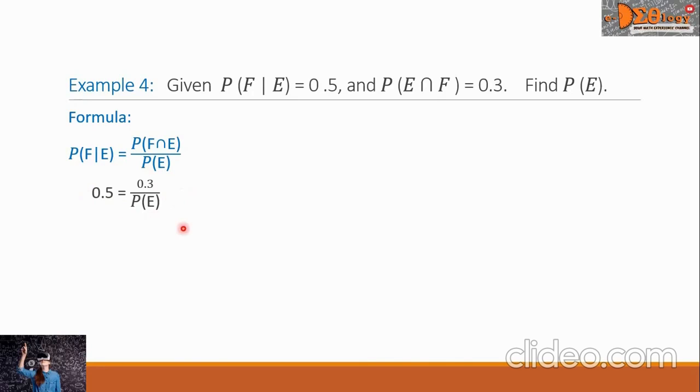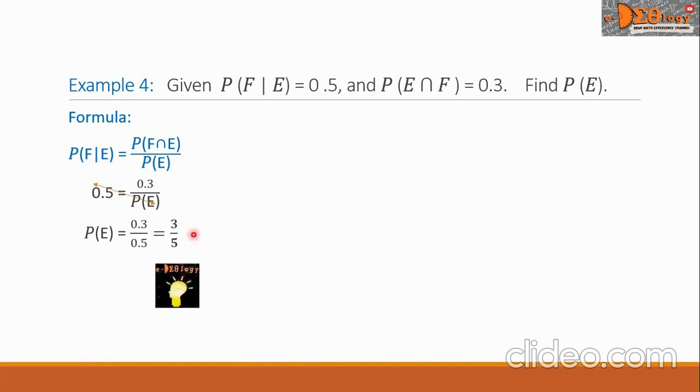In this equation, we can now solve for P of E. Let us simply interchange the position of this 0.5 and the denominator P of E. So we have now P of E equals 0.3 over 0.5. Then we can now solve for the P of E. This is equal to 3 over 5. This is our final answer.